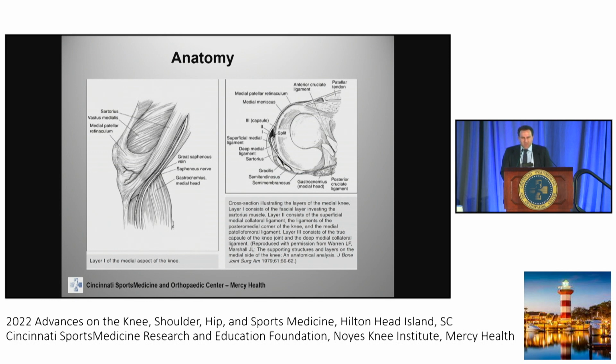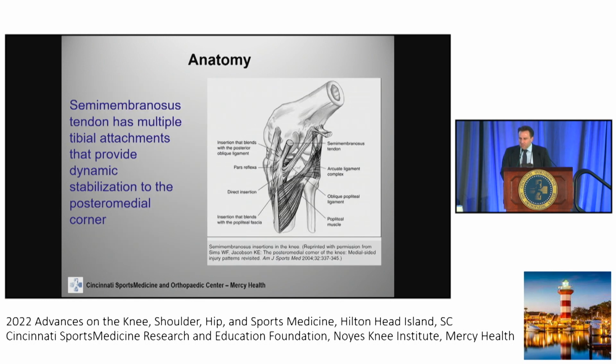If we look at the anatomy of the medial side of the knee, really the first layer of soft tissue consists of the sartorius fascia, vastus medialis, and the medial retinaculum. And then we dive deeper to that, and we have the semimembranosus, which has very robust attachment sites throughout the tibia, as well as the capsule itself, to provide dynamic stabilization to the posterior medial corner of the knee.